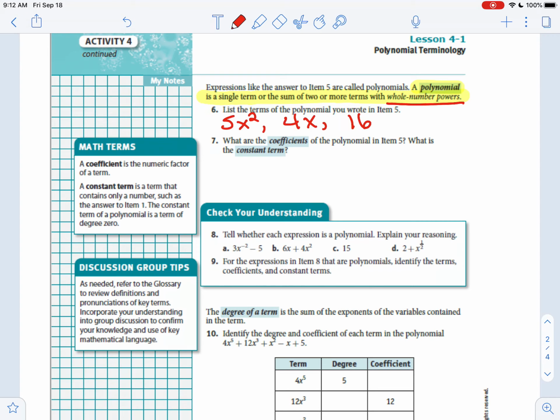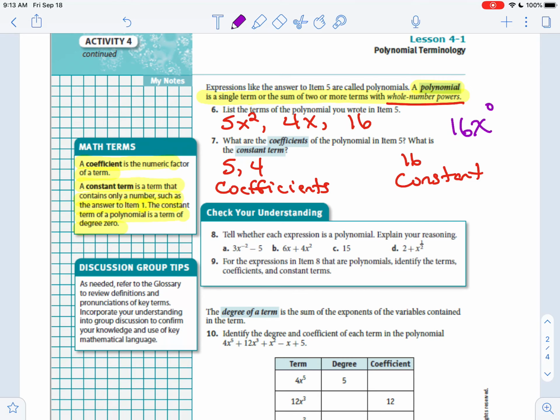So the coefficients then would be considered 5 and 4. Okay, those are my coefficients. And then I call the constant term 16. Okay, so a coefficient is the numeric factor of a term. And the constant term contains only a number, such as the answer to item 1. The constant term of a polynomial is a term of degree 0. So, technically we could write this as 16x to the 0 power, and it would still be equivalent to 16.